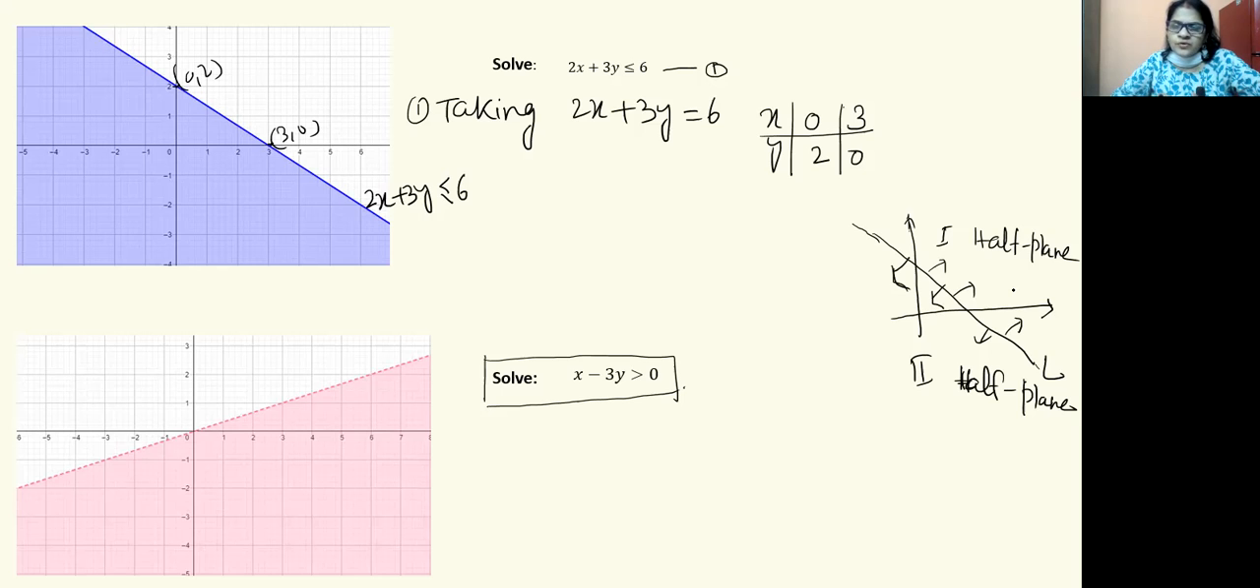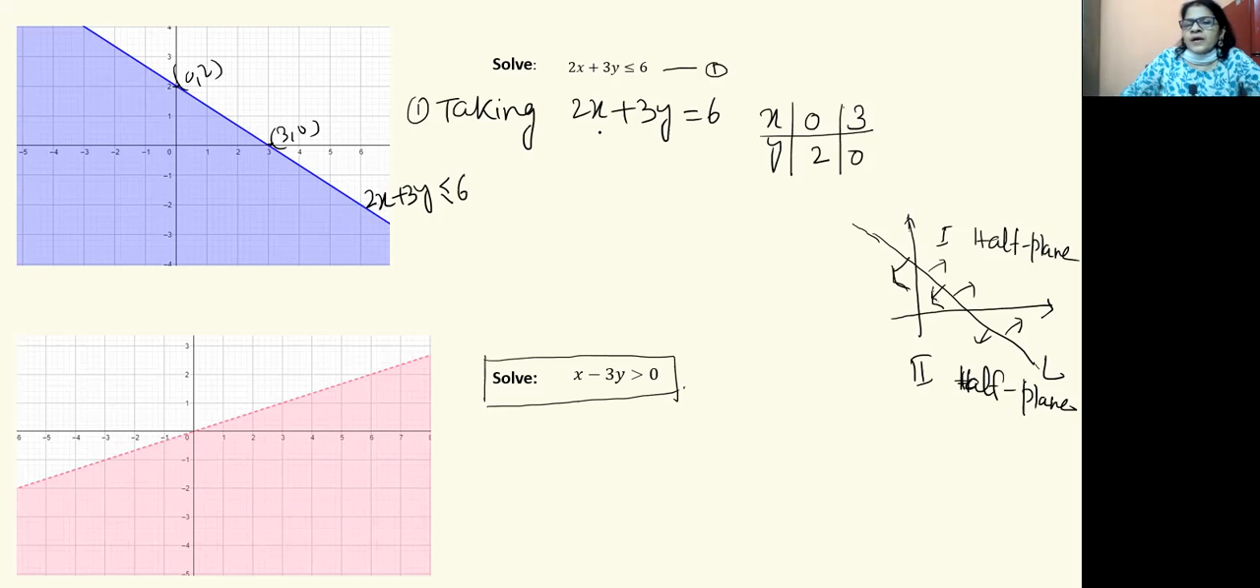It is not passing through origin. So in that case, this line divides the plane into two equal halves. One is a half plane towards origin, the other half plane is away from origin, depending upon the condition, whether it is greater or less.